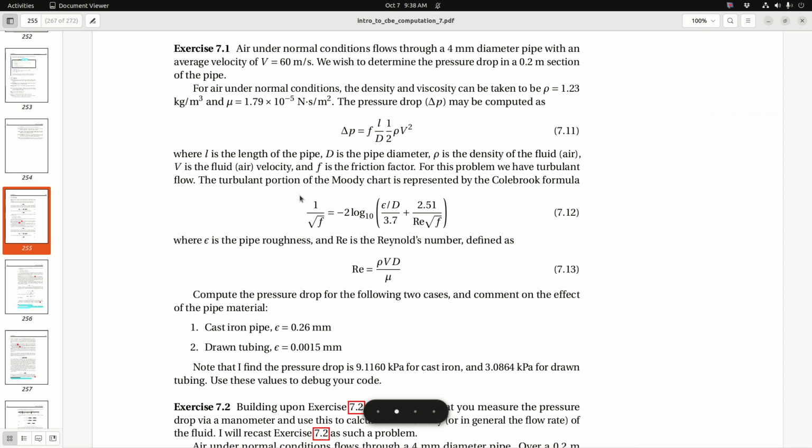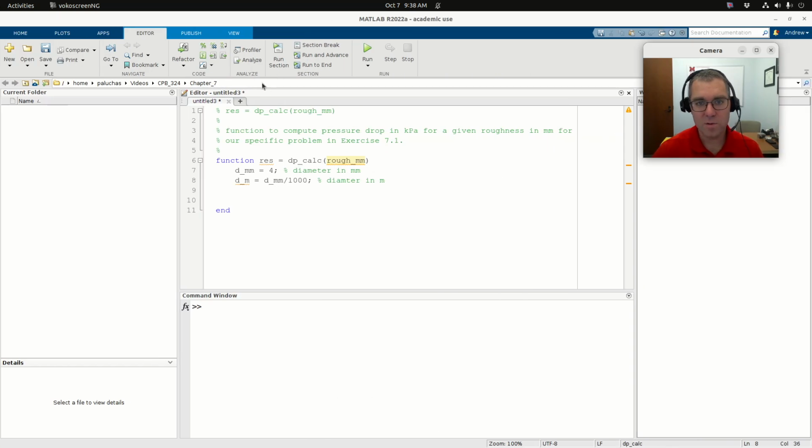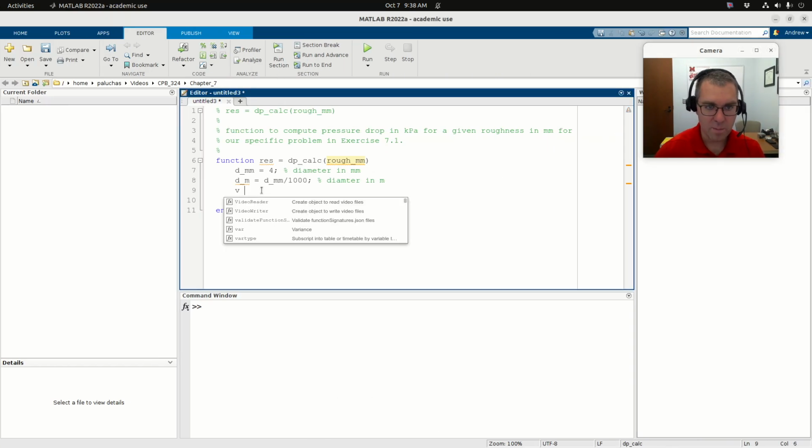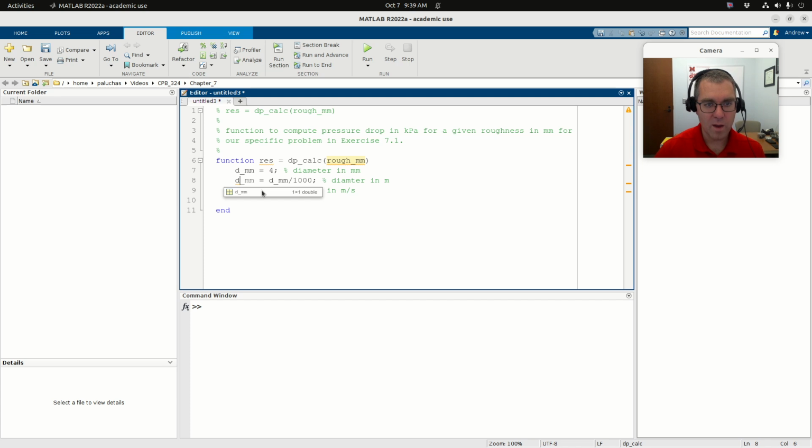Then next, we have the velocity. It's 60 meters per second. And so I'm just going to say my velocity is 60, and this is my velocity in meters per second. What I'm going to do here is actually get rid of this underscore m, and just use the underscore to note the units if we're not in SI units.